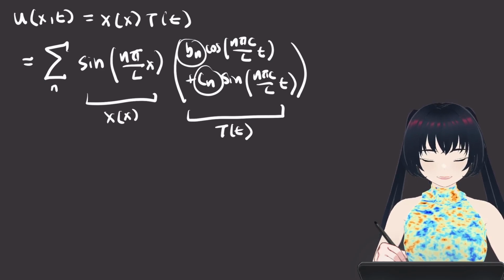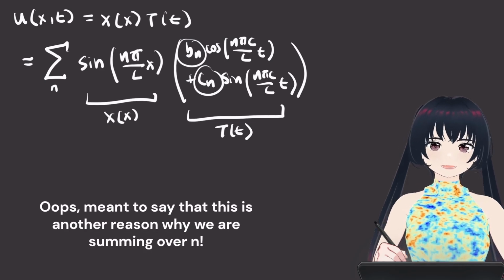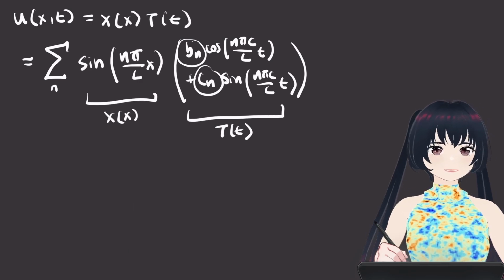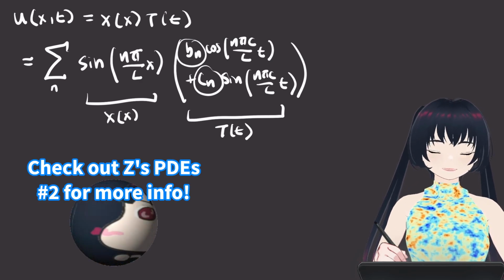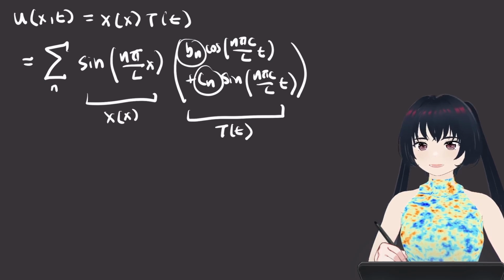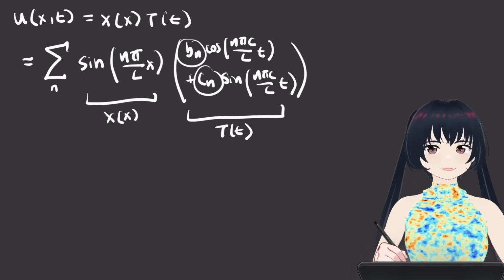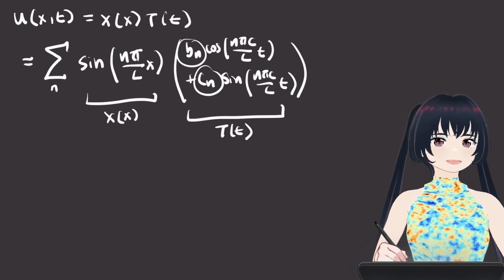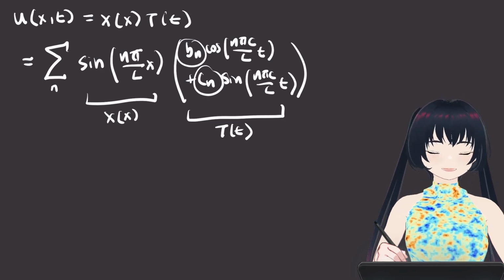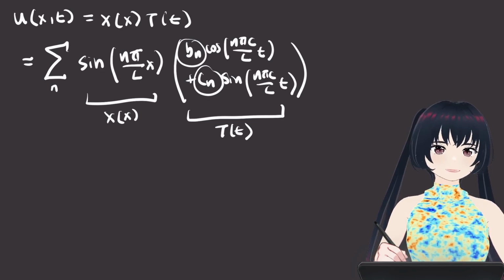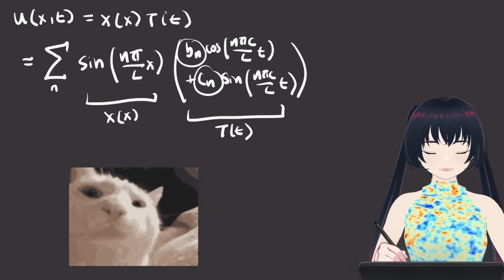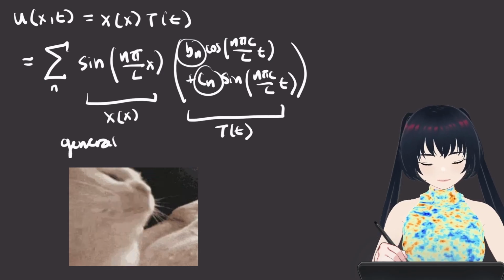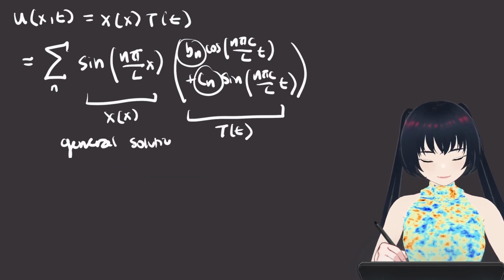The reason why we are summing over n is because of this special property known as superposition. I delved a little bit into it in a previous video, but it basically states that the combination, the summing of different solutions together is also a solution to the partial differential equation. And so by summing over n, we account for all of those solutions in this general solution.